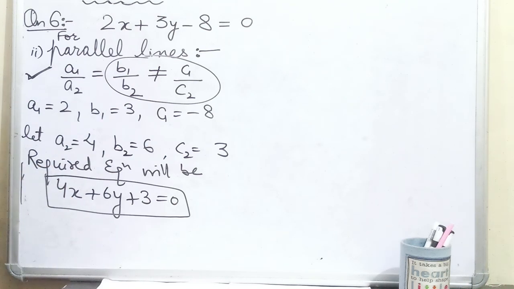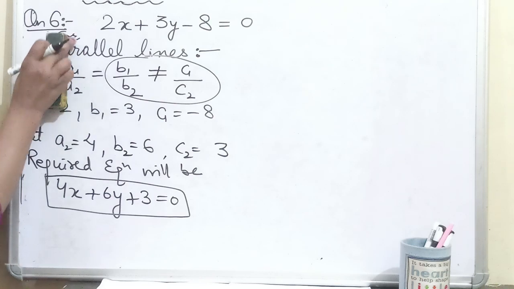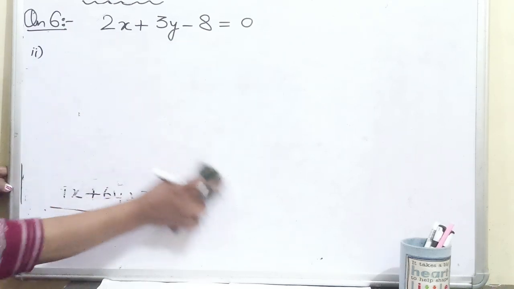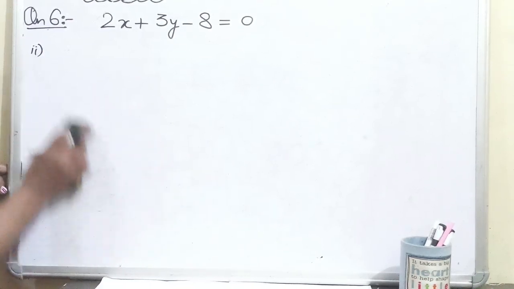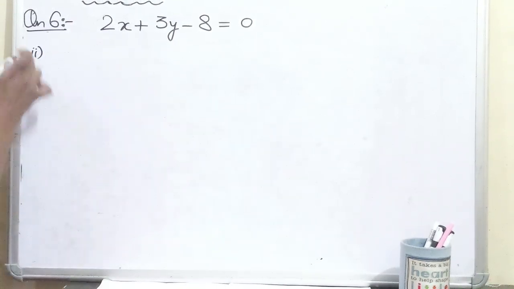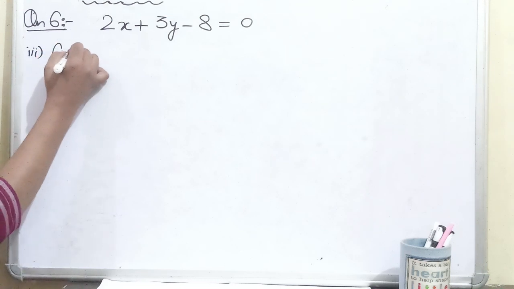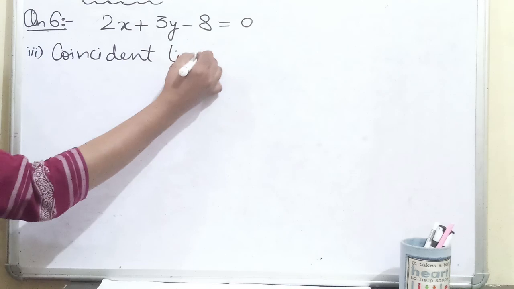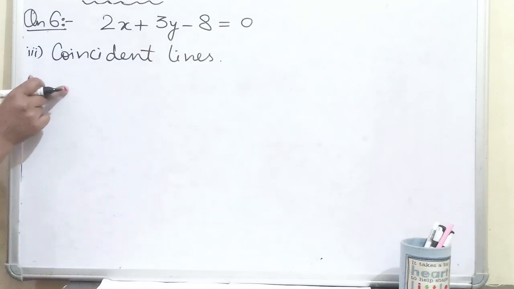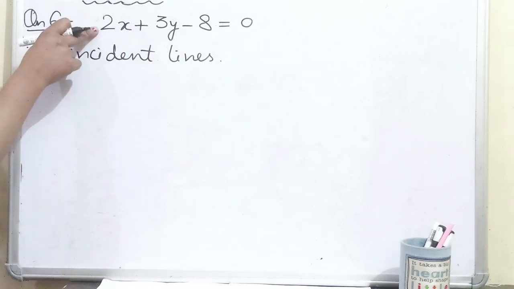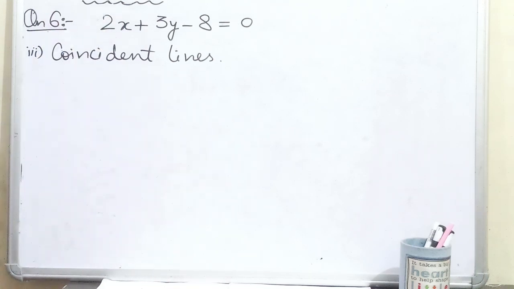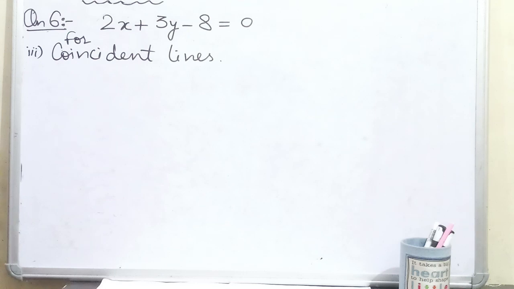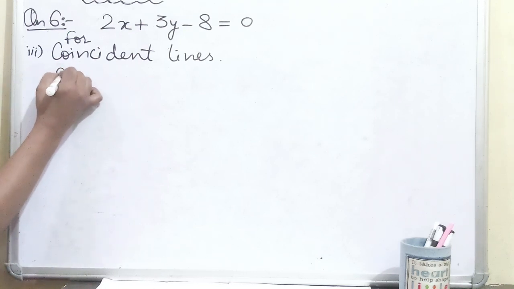Now we'll do the third part of this. In the third part, besides parallel lines, it is asking for the third condition which is left. It is coincident lines, right? So the third part is asking us to write an equation such that the lines will be coincident lines. Again, for coincident lines, what is the condition?